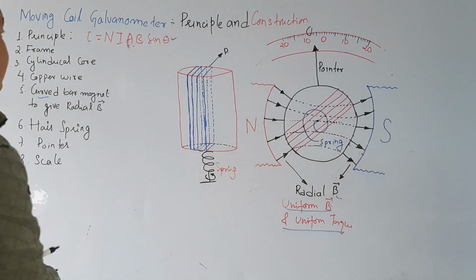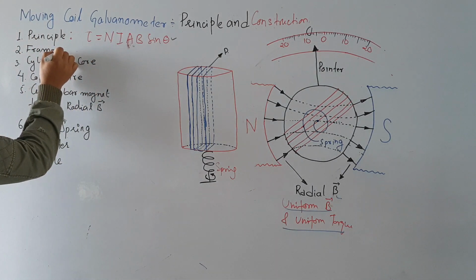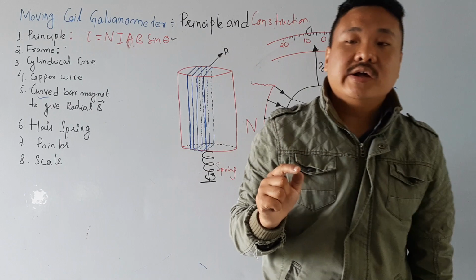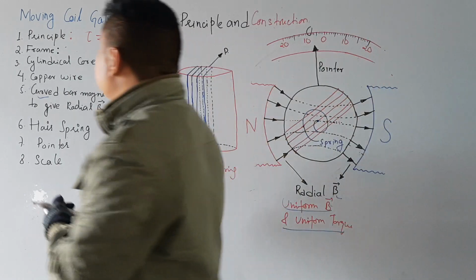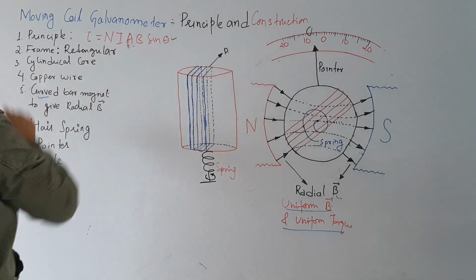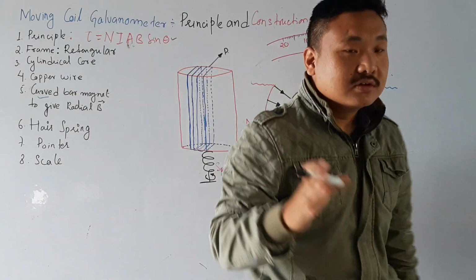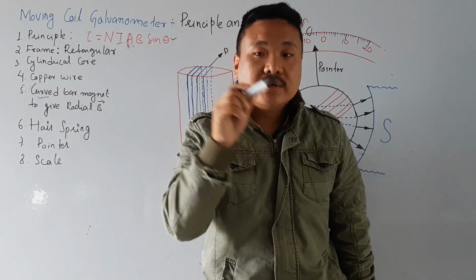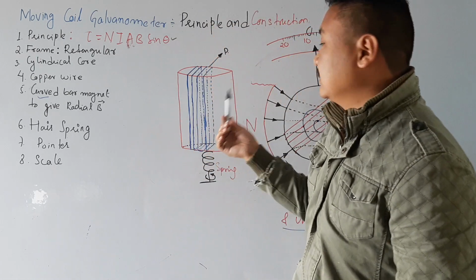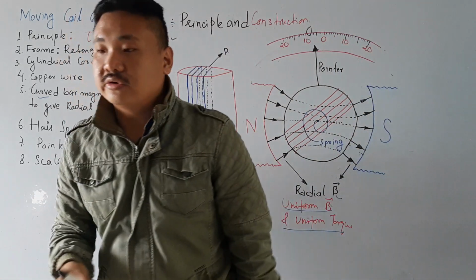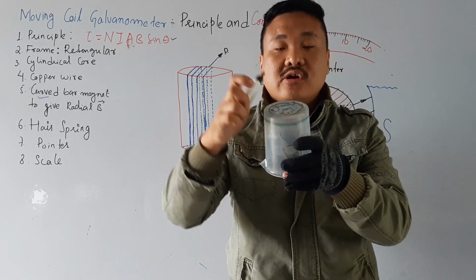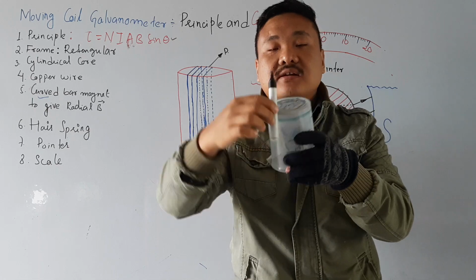Now let me go to the construction. There is a frame, a rectangular frame, on which we wind the wire in the shape of rectangles, like this. Next is the cylindrical core, on which we place that rectangular frame.